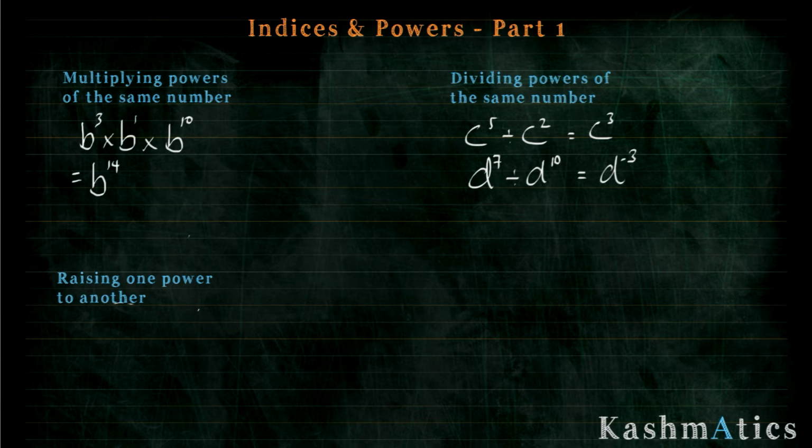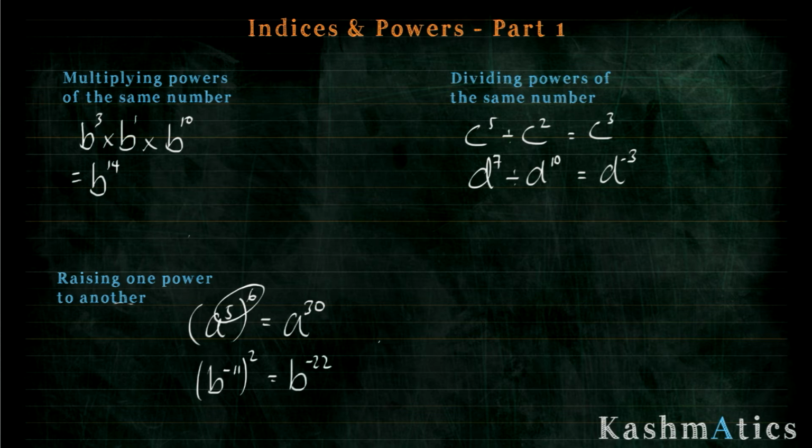And raising one power to another, imagine I had something like a to the power 5 all raised to the power 6. I would multiply the powers to give me a to the power 30. And if I had something like b to the power minus 11, let's say, all squared, I need to do minus 11 times 2. That would be b to the power minus 22. Now in a later video I'll explain what these negative indices actually mean, so don't worry about what they mean for now, just make sure you can get the right index.